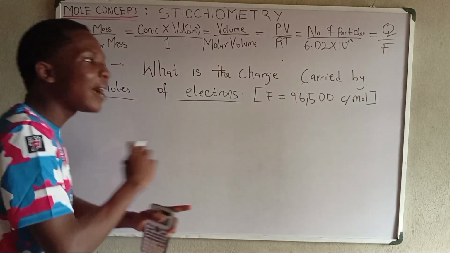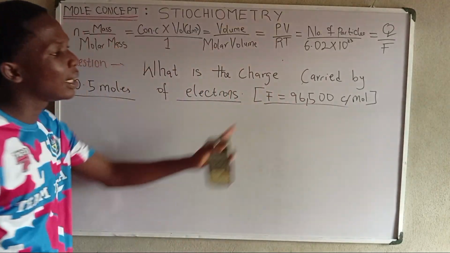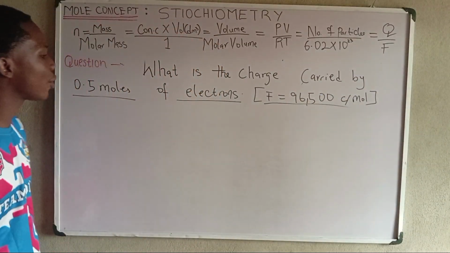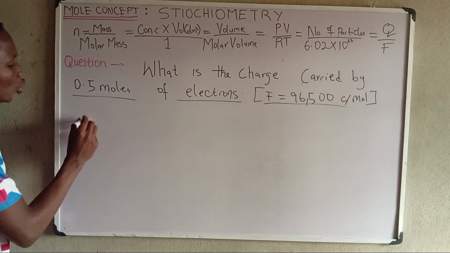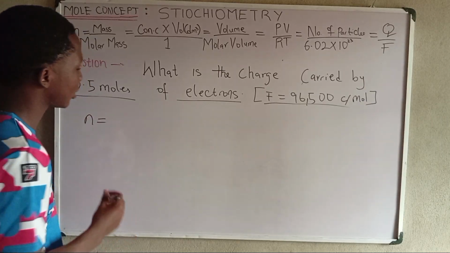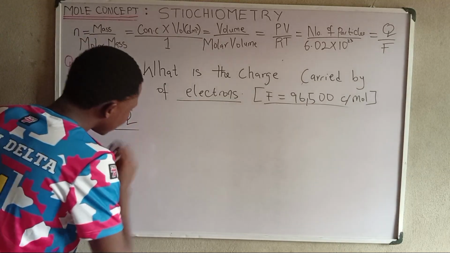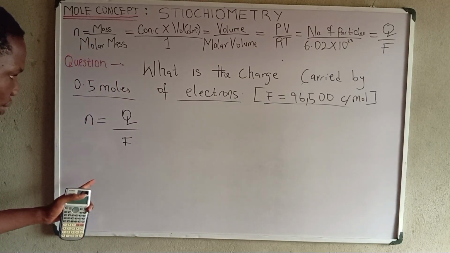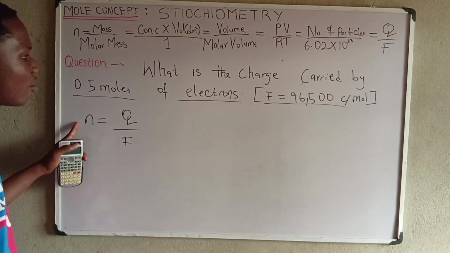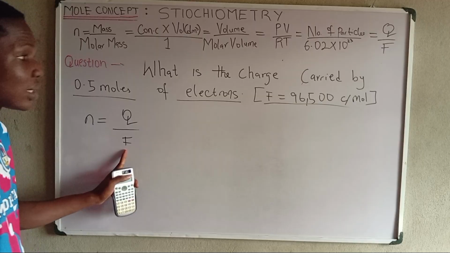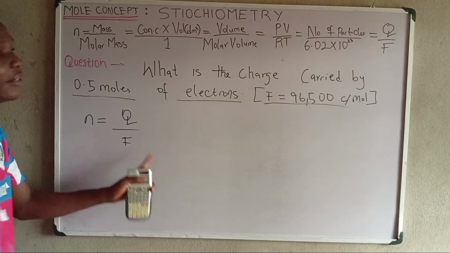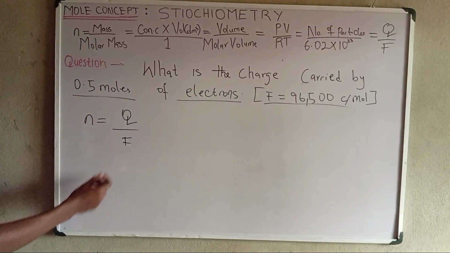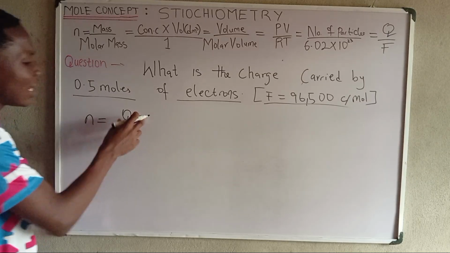And now they give you the biggest value here, 96,500 coulomb per mole. When you see this value, you know we are going to use the formula that says number of moles is equal to quantity of charge over Faraday's constant. With this, what can we do? They've given us the number of moles already. Our constant is always there. Even if they didn't write it, you should know. So on that note, we have to change the subject of the formula. We will make quantity of charge the subject of the formula.